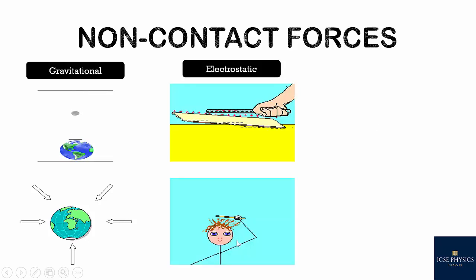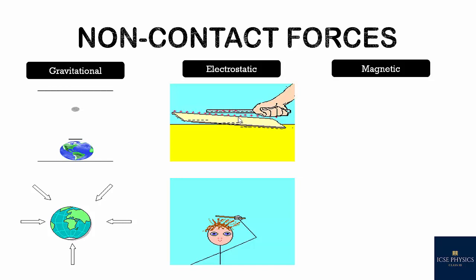Similarly, here what happens when a comb is rubbed against dry hair, then it attracts small pieces of paper. Why is it possible? Because at the ends you can see there is a positive charge developed in the paper and there is a negative charge developed in the comb. So negative and positive charges attract each other. Unlike charges attract each other. So this is the principle of electrostatic force.